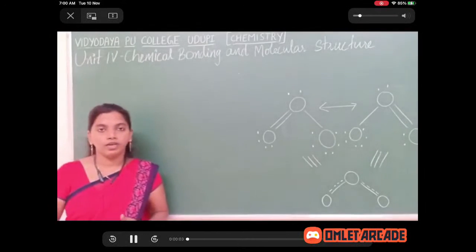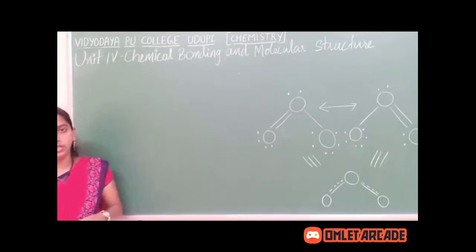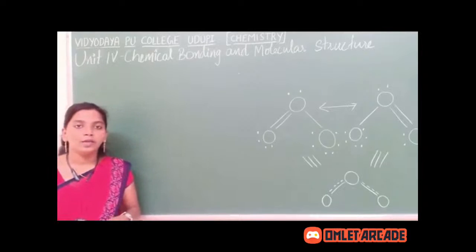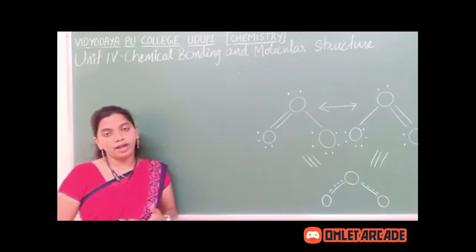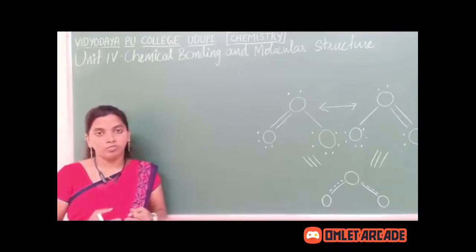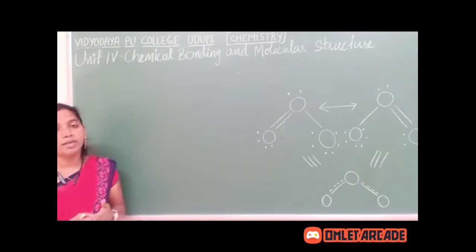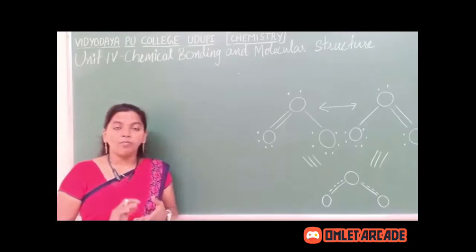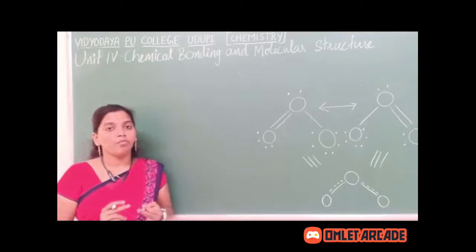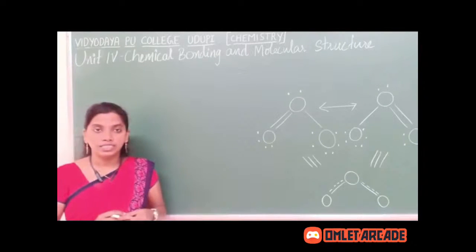Students, in the last class we have seen the limitations of the octet rule and bond parameters. In the limitations of the octet rule, there are three very important limitations. Then in the bond parameters we have seen bond enthalpy, bond order, bond angle and bond length. For the stability of molecules, bond length should be smaller and bond enthalpy and bond order should be higher. Then the molecule is very stable.